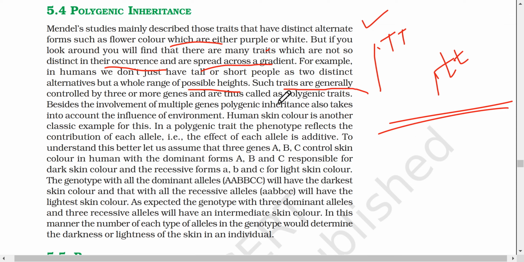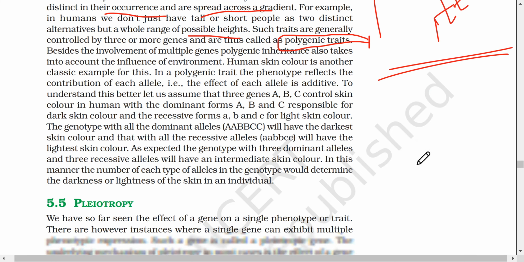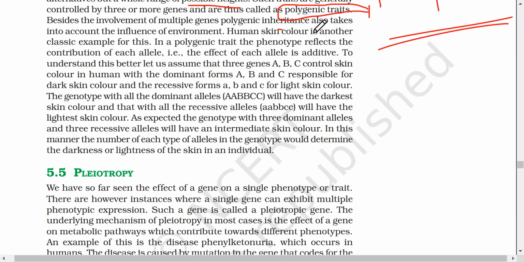ऐसे traits जो बहुत variation दिखाते हैं, long range variations, and are controlled by three or more genes, उनको हम polygenic traits बोलते हैं. Besides the involvement of multiple genes, polygenic inheritance also takes into account the influence of environment. Human skin color is another example for this. In a polygenic trait, the phenotype reflects the contribution of each allele. That is, the effect of each allele is additive. ठीक, हर एक allele का जो भी action होगा वो add हो जाएगा.